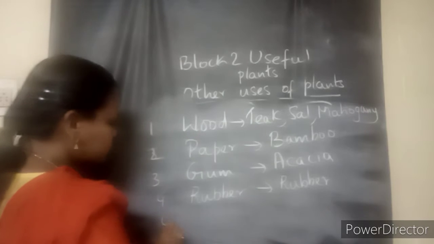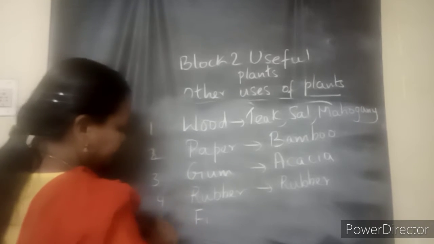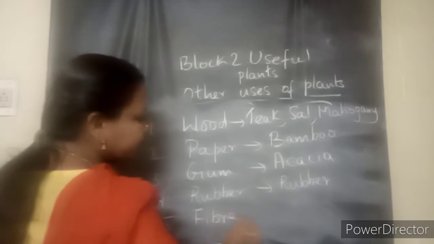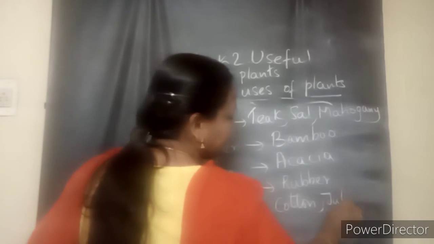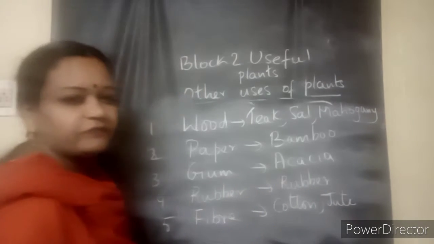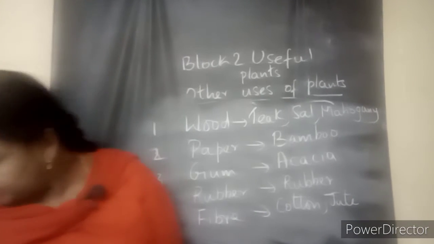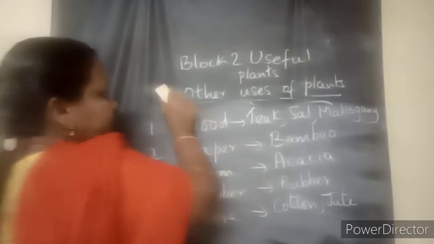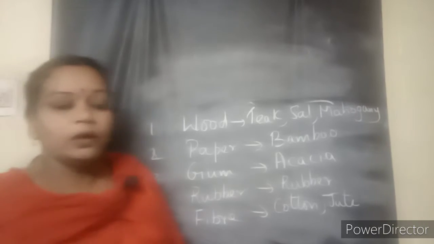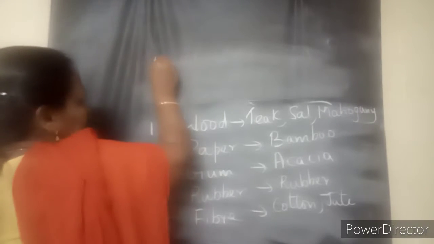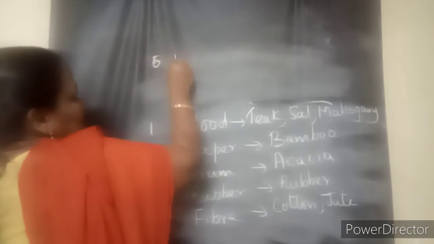Yes, children. And also fiber. If you take fiber, we get the fiber from cotton and jute. Linen plants will also give us the fiber. The fiber is collected and then used for making different varieties of clothes. This we have even learned in the 3rd class also. Yes, children. And also plants are used for making medicines. Number 6, medicines.